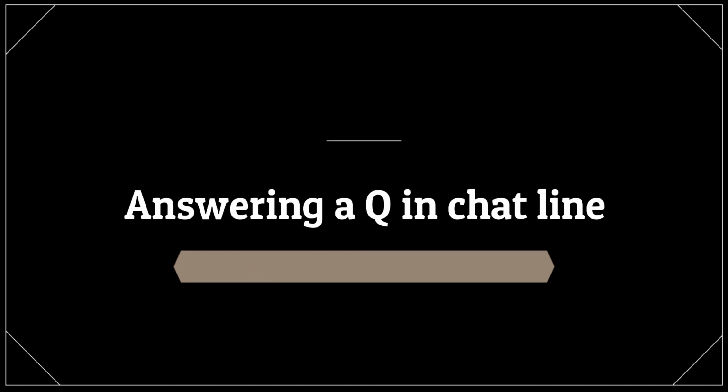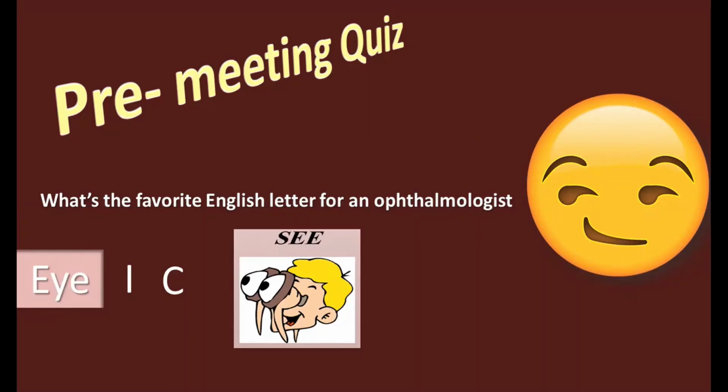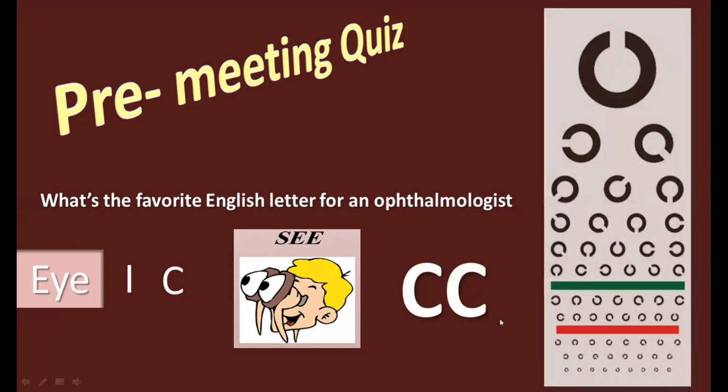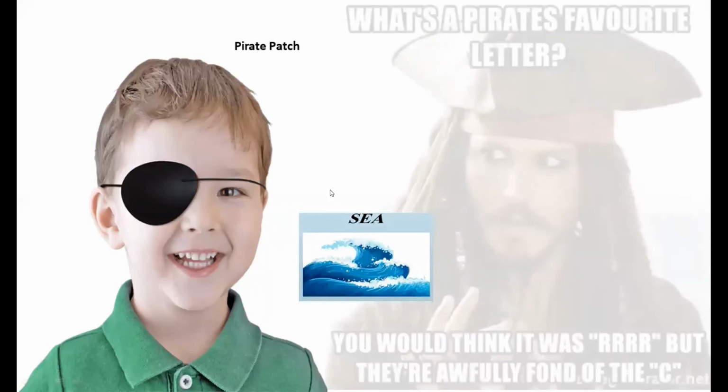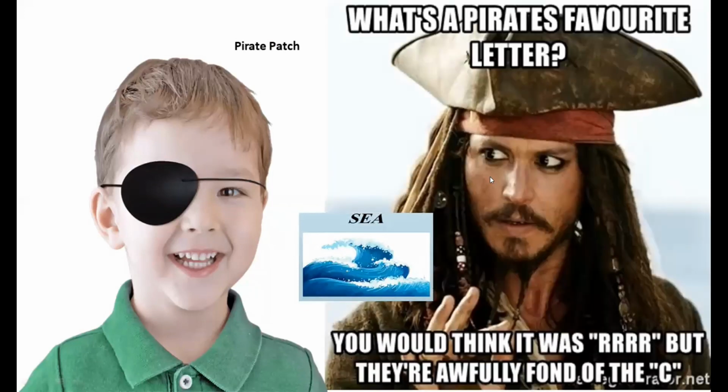All right, Dr. Kirtana. And you can combine both letter I C, and we have CC for corrected vision, and we have the chart, Landolt C chart, and what is the coincidence? There is another joke regarding the favorite letter for the pirate, and the pirate also likes the letter C because of the C here, the homophone with sea, and sometimes we call the patch for amblyopia as a pirate patch.